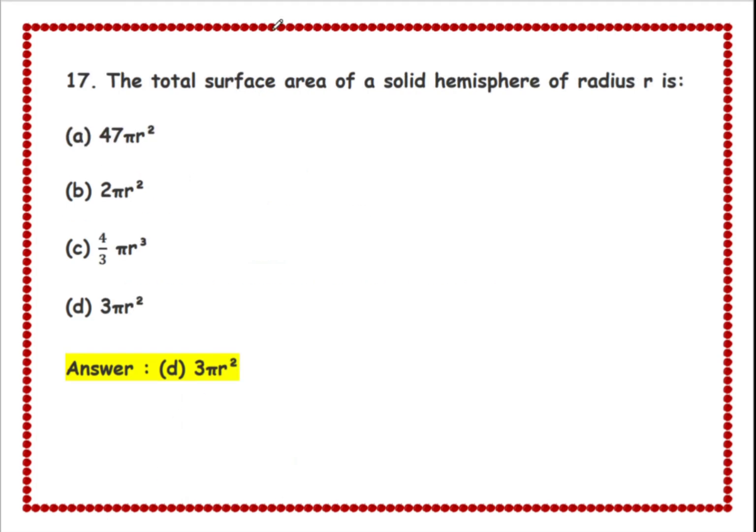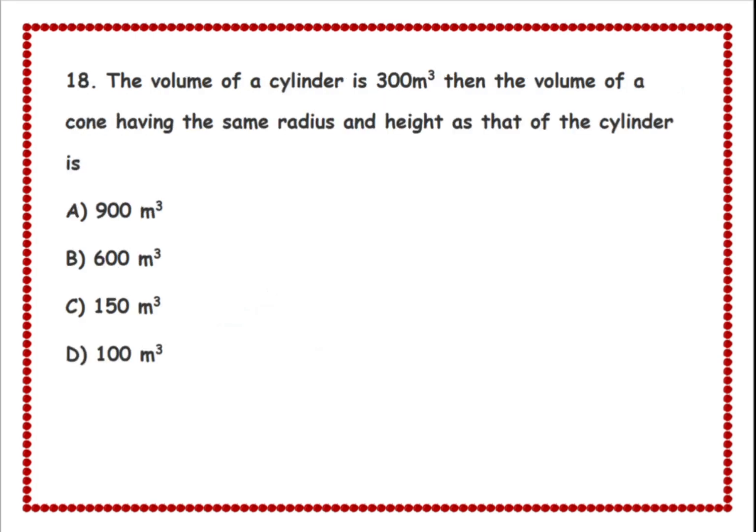Now moving to question number 17. The total surface area of a solid hemisphere of radius r. The total surface area of a hemisphere is 3 pi r square. The total surface area of a solid hemisphere of radius r is 3 pi r square.